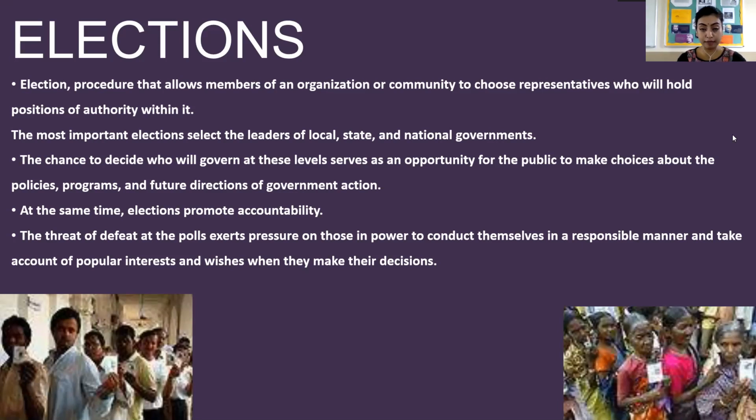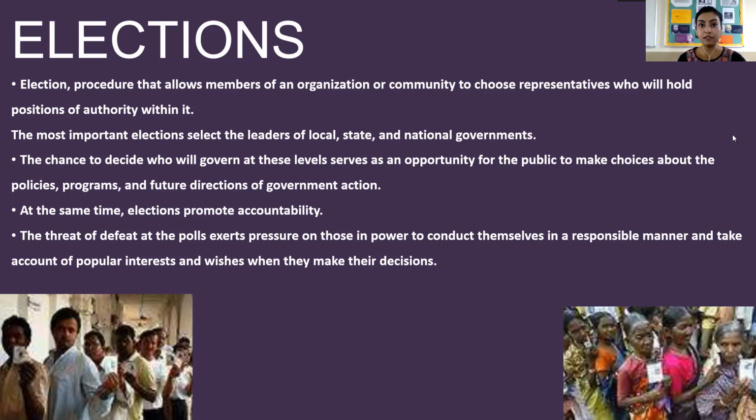Now, the chance to decide who will govern at these levels gives the public an opportunity to make choices about the policies, programs, and future directions of government action. Elections give the common people or the citizens of the country the opportunity to choose the particular person who will be making policies for the common people, or who will be taking decisions on behalf of the common people. So basically, we choose the leader who will be representing our country and will be taking good decisions for the betterment of the country.